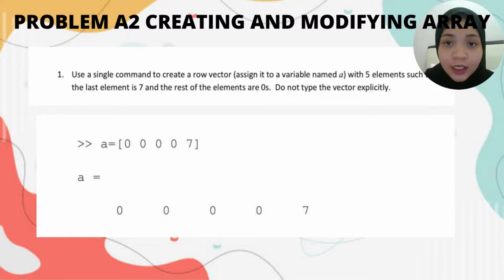So in this question, it asks us to make 5 elements. The last element must be 7, and all the elements before 7 are 0. So in the MATLAB command window, we just type a equal to, use bracket, and then type 40.